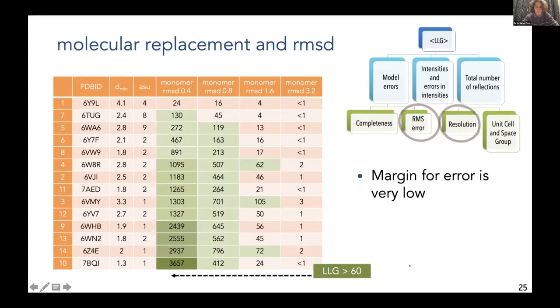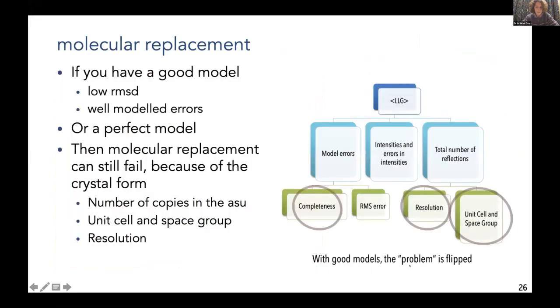The other thing to notice is the resolution. So broadly speaking, the LLG goes down as the resolution goes down. And the other thing to notice is the completeness. So broadly speaking, the LLG goes down as the number of copies in the asymmetric unit goes up, which means that each monomer is contributing a smaller proportion of the scattering, as you're searching for that particular monomer. So that's all sort of expected behavior.